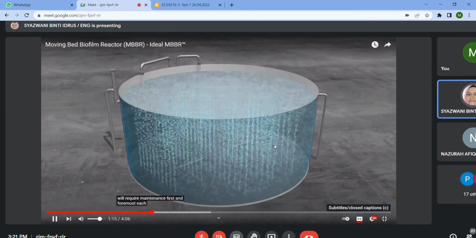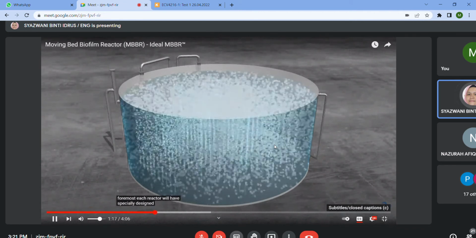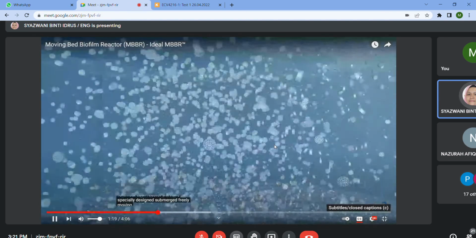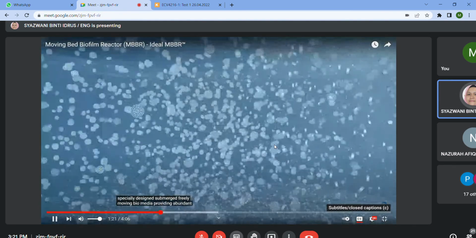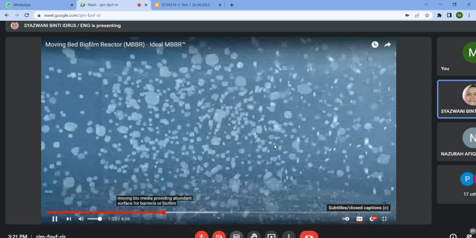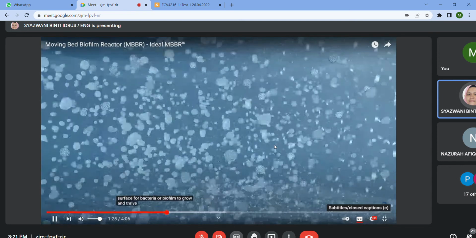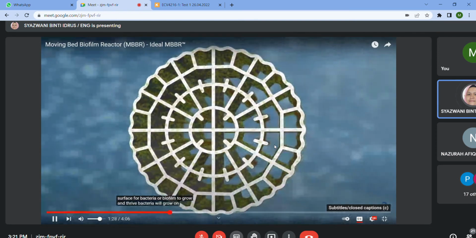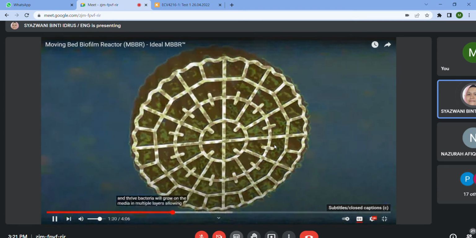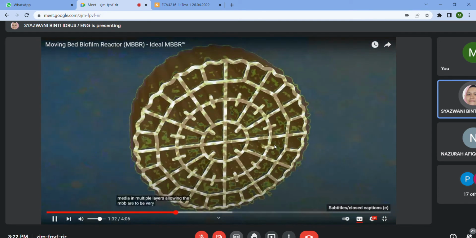First and foremost, each reactor will have specially designed, submerged, freely moving biomedia, providing abundant surface for bacteria, or biofilm, to grow and thrive. Bacteria will grow on the media in multiple layers, allowing the MBBR to be very robust and self-regulating.